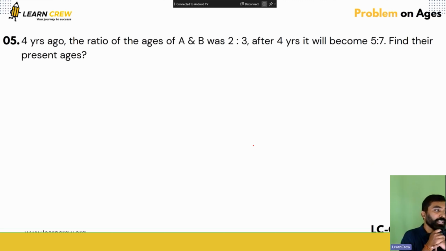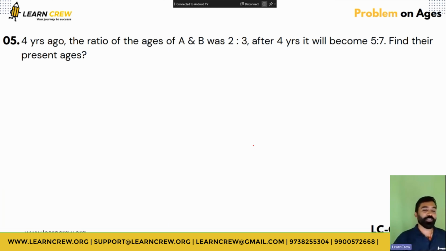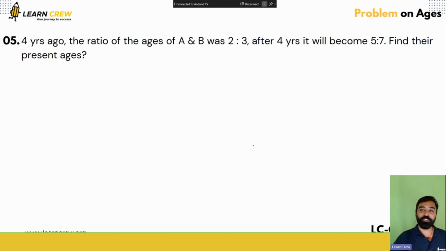4 years ago, the ratio of the ages of A and B was 2 is to 3. After 4 years, it will become 5 is to 7. Find their present ages. Here, both are given as ago and after.